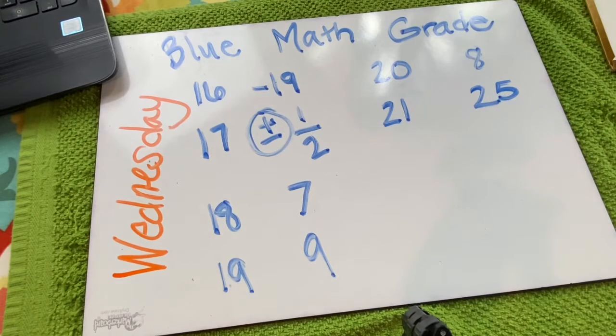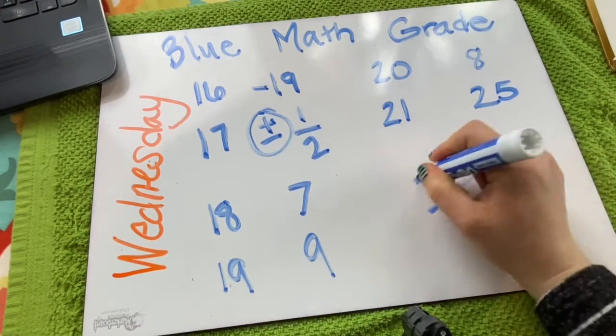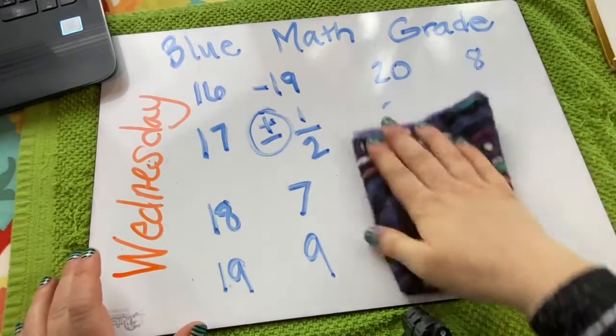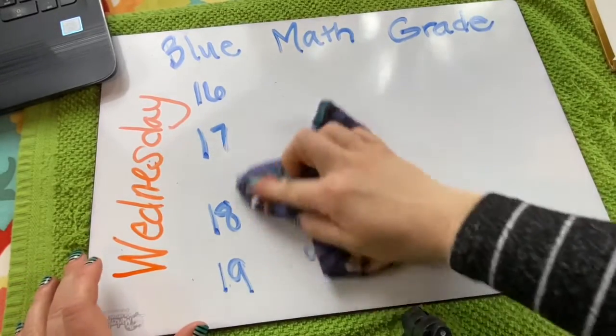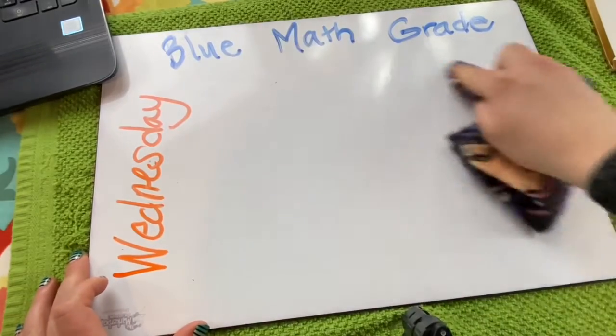Okay, so that's 1, 2, 3, 4, 5, 6, 7, 8, 9, 10, 11, 12, 13, 14, 15. So out of 15, right, how many you got? Okay. And then make sure your name's on it. Submit it online for math. I have to add all the math things today.